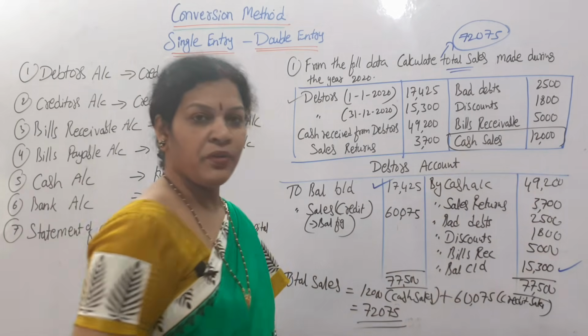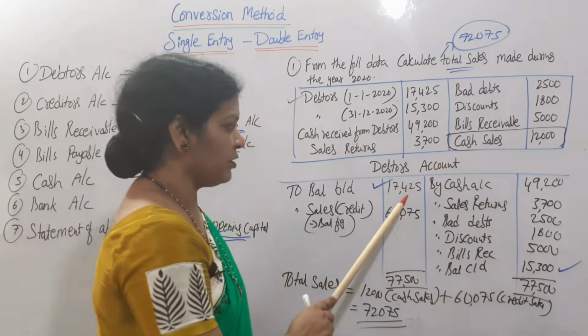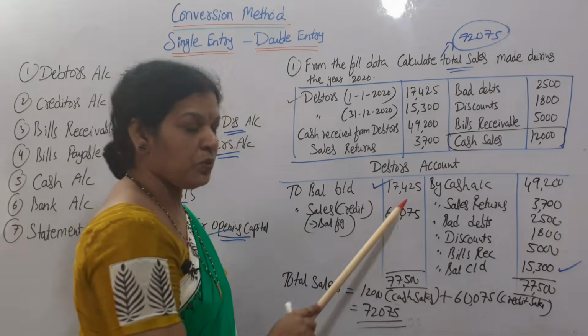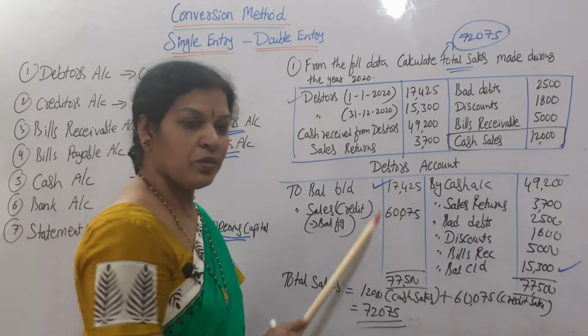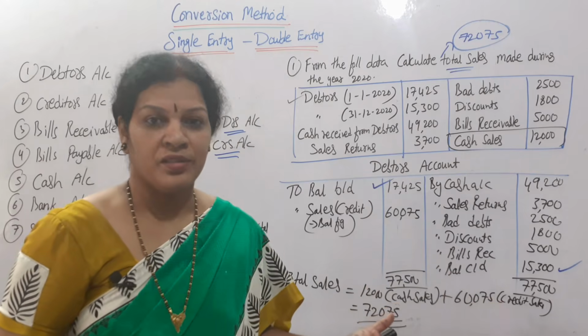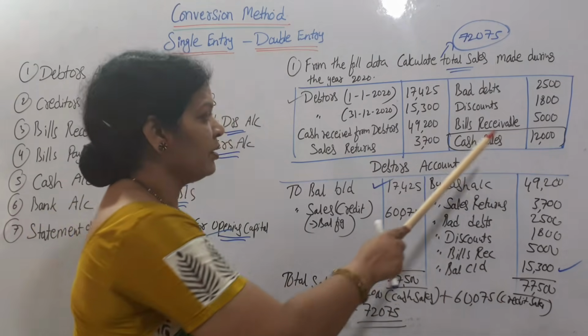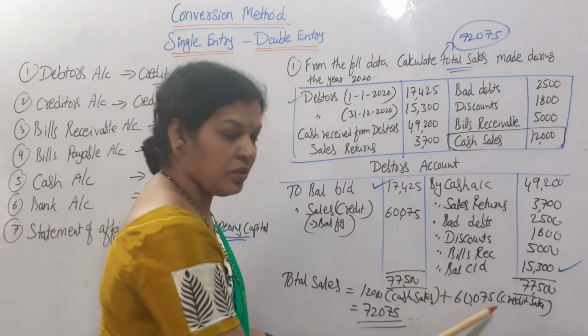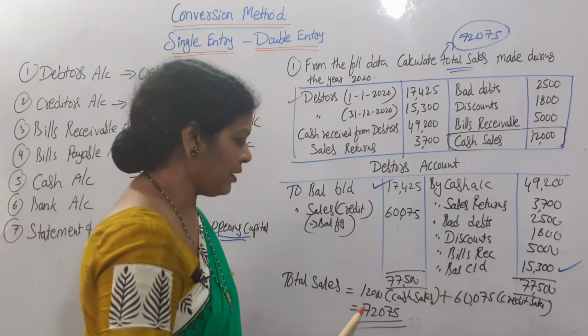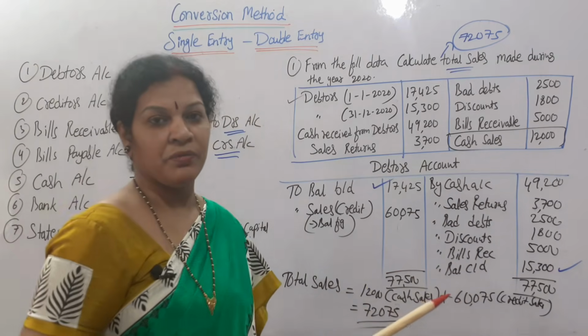Total is 77,500. 77,500 minus 17,425, we got credit sales of 60,075. We need total sales. To know the total sales, cash sales 12,000 plus credit sales 60,075. Together if we add, we are getting 72,075. That's all.